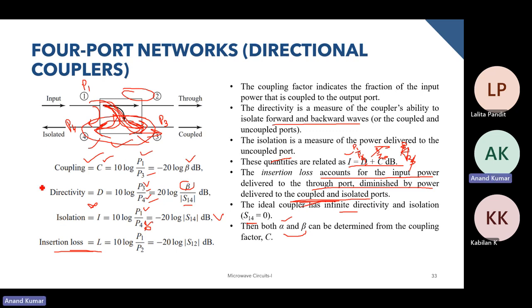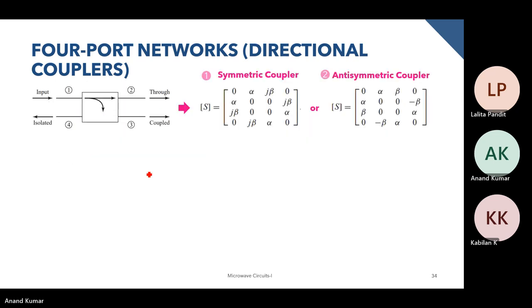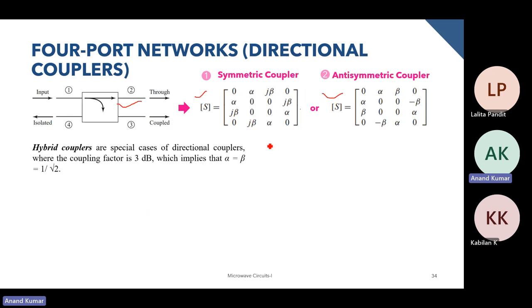So we discussed these important terms, and you'll hear these terms often in other systems as well, for example, insertion loss or isolation. These are very common in multi-port networks. Just one more slide. We saw that we have a four-port network directional coupler, and it can result in two types of couplers, symmetric and anti-symmetric. Let's take an example of a few couplers.